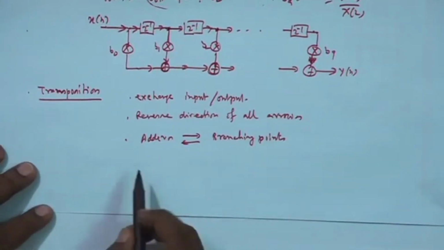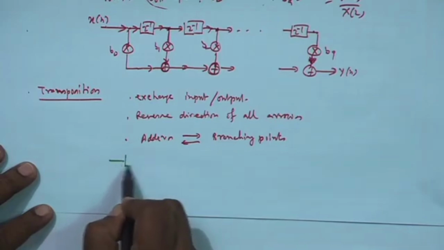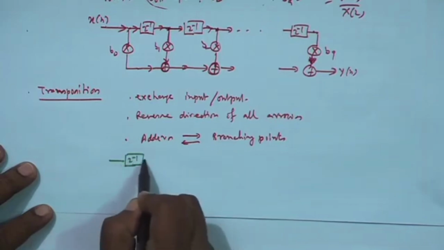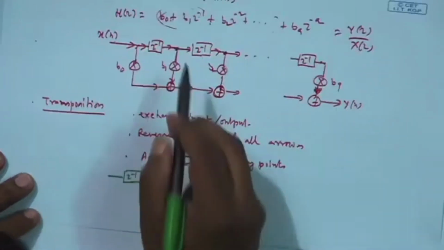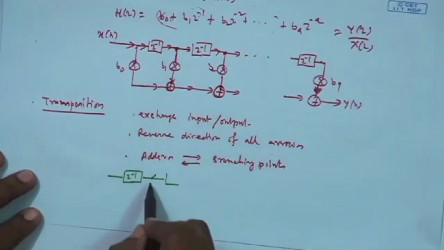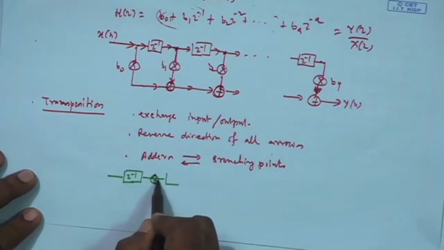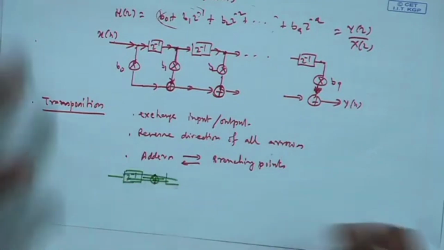So, here the delays remain as they are, but you see the arrows are reversed. There is a branching point. So, branching point means adder. Let me draw it on another page.